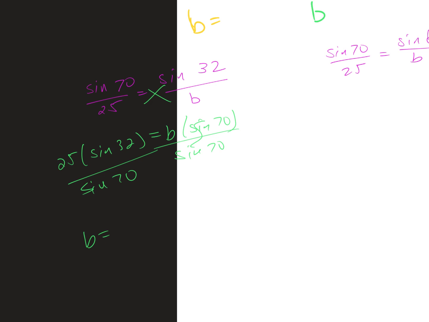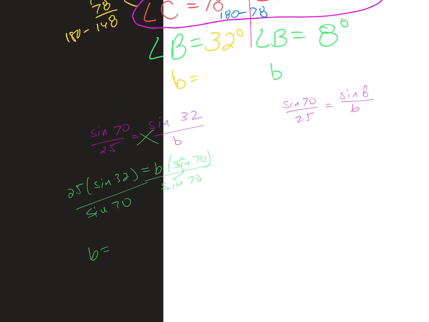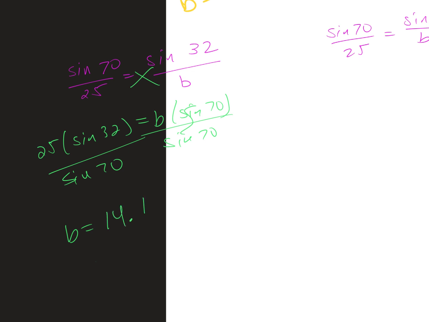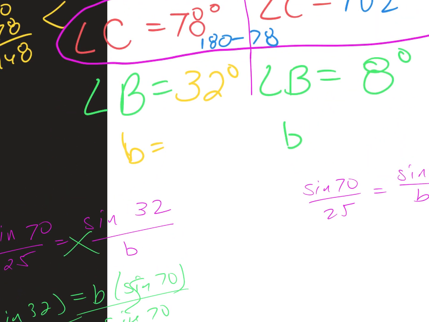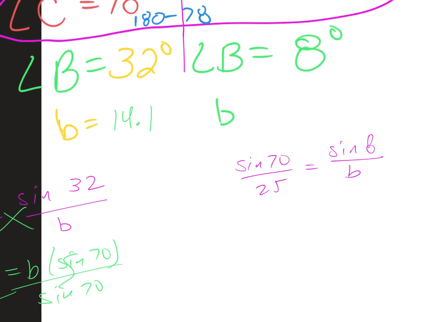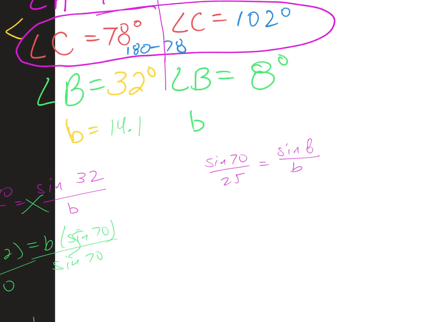25 times the sine of 32 divided by the sine of 70. About 14.1. So we'll say about 14.1, okay? So B over here is about 14.1. And then we're going to do the exact same thing over here. Same information, just different triangle.